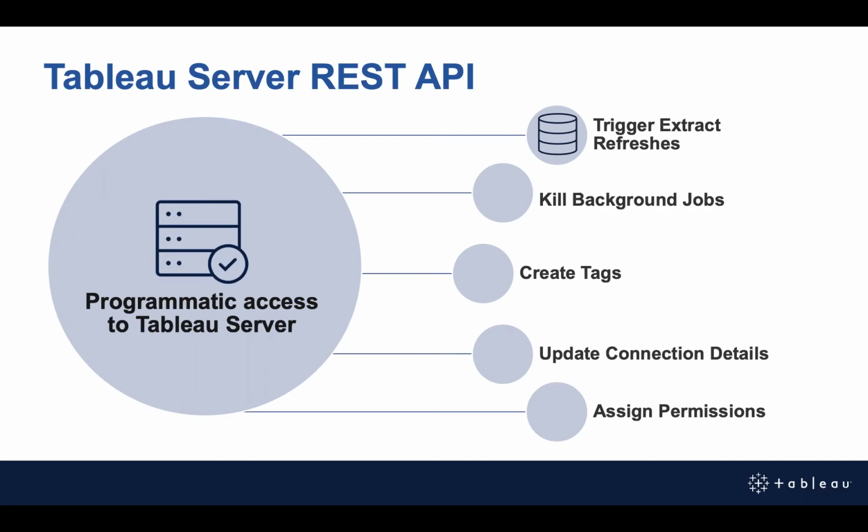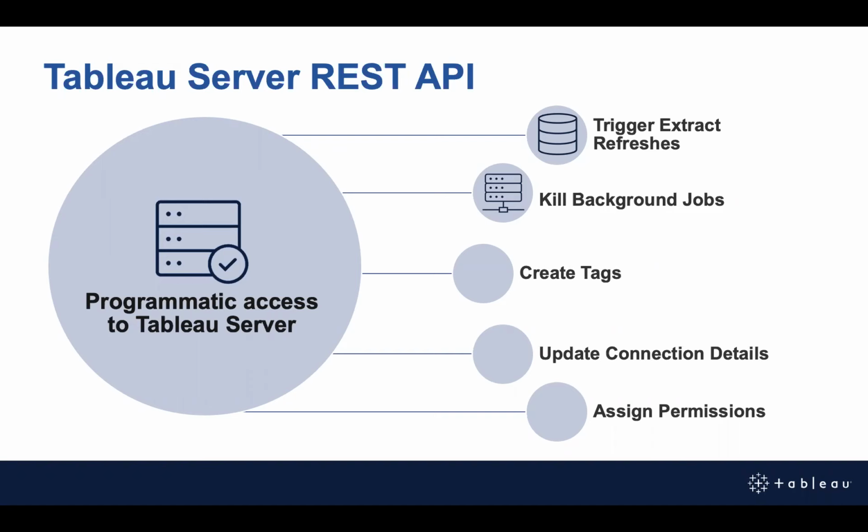What we're seeing them doing, instead of using Tableau schedules, they're actually using the REST API to trigger all their extract refreshes and flow jobs in their sequential order and then check status on them. We can kill background jobs. We actually have an example on this later. Pretty much what this does allows us to kill jobs in bulk.